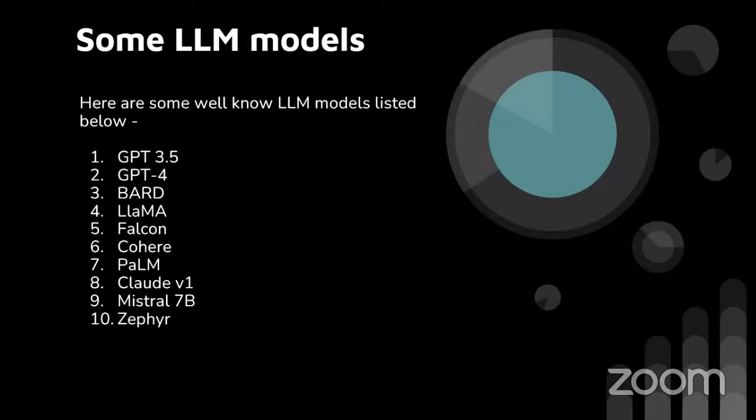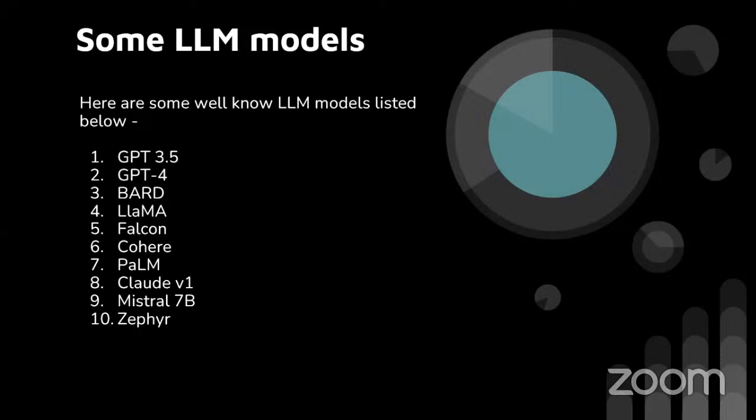A couple of them are open source LLMs. Let's look at a bit of information about these. As you know, GPT stands for Generative Pre-trained Transformer. Bard was simply an experimental name given by Google, it doesn't really have any full form. What about Llama? Llama stands for Large Language Model Meta AI.